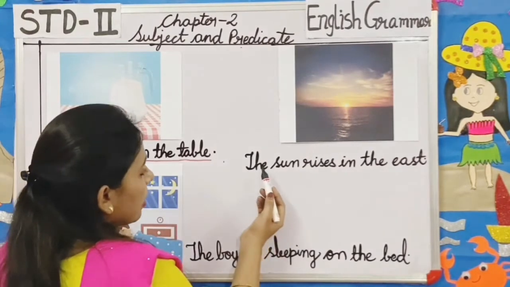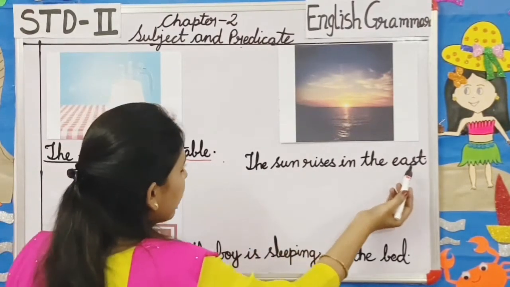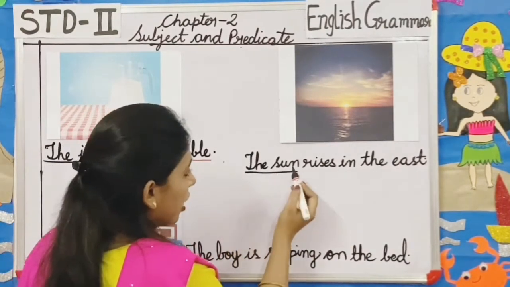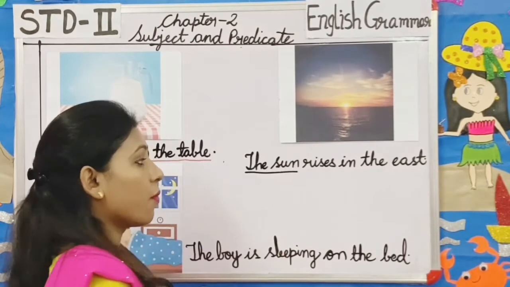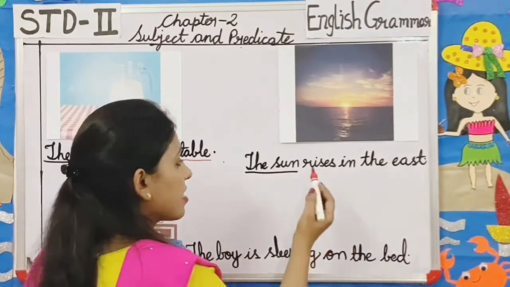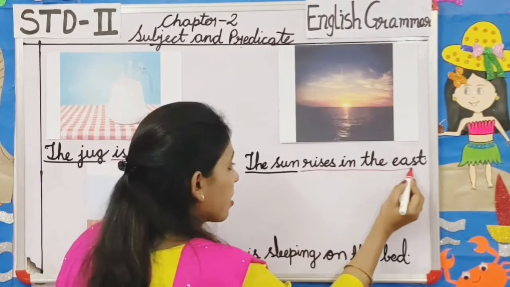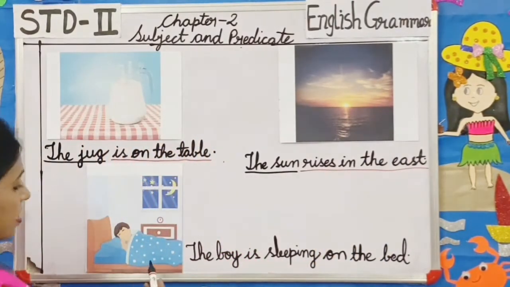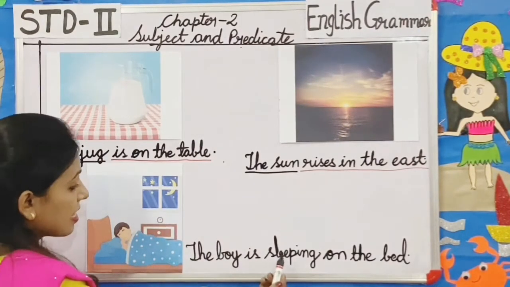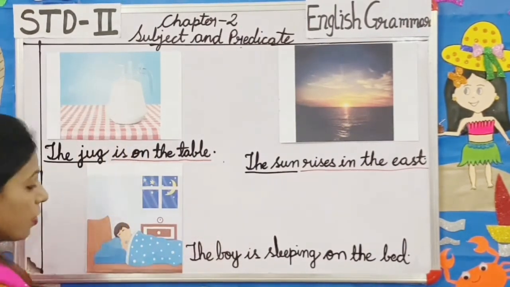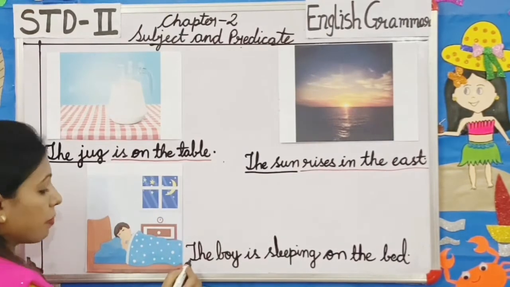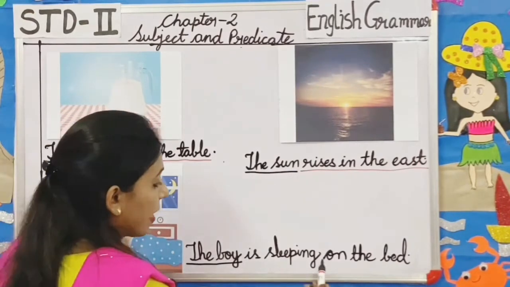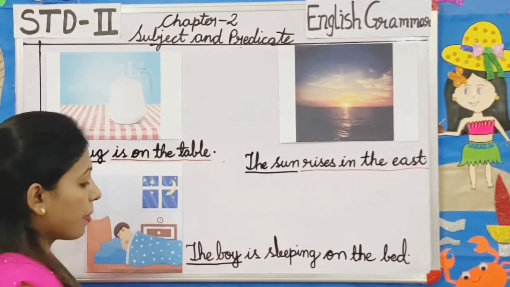Next, the sun rises in the east. The sun is the subject. We are talking about the sun. Where does it rise? It rises in the east. So, rises in the east is the predicate. Next, the boy is sleeping on the bed. Who is sleeping on the bed? The boy. So, the boy is the subject. Is sleeping on the bed is the predicate.